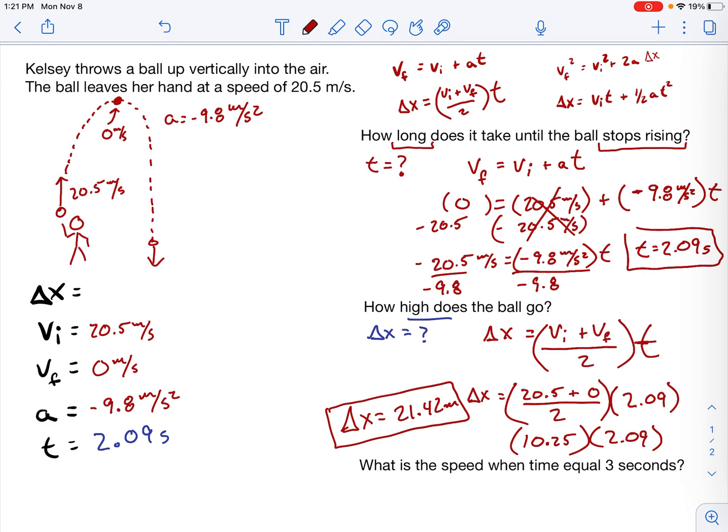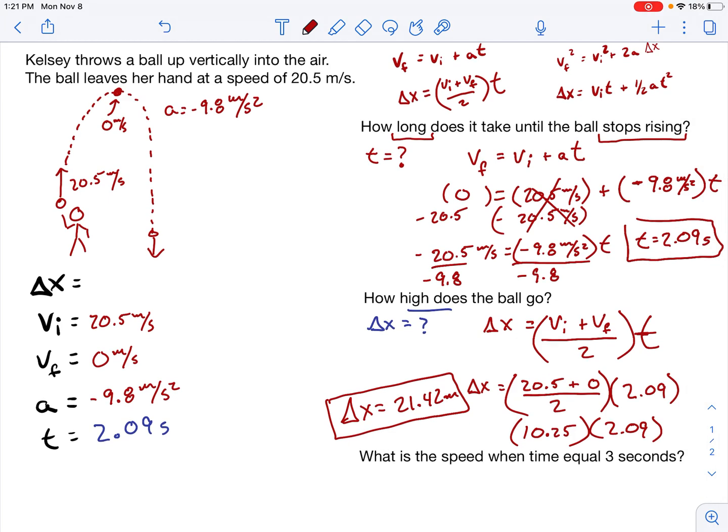Now, this is where it really becomes handy, for this third one here, because it's asking what is the speed of the ball when time equals 3 seconds. Well, if we realize that it's going to take 2.9 seconds for the ball to get up to the top, that lets us know that when the ball comes down, it's going to be located somewhere around here when time is equal to 3 seconds.